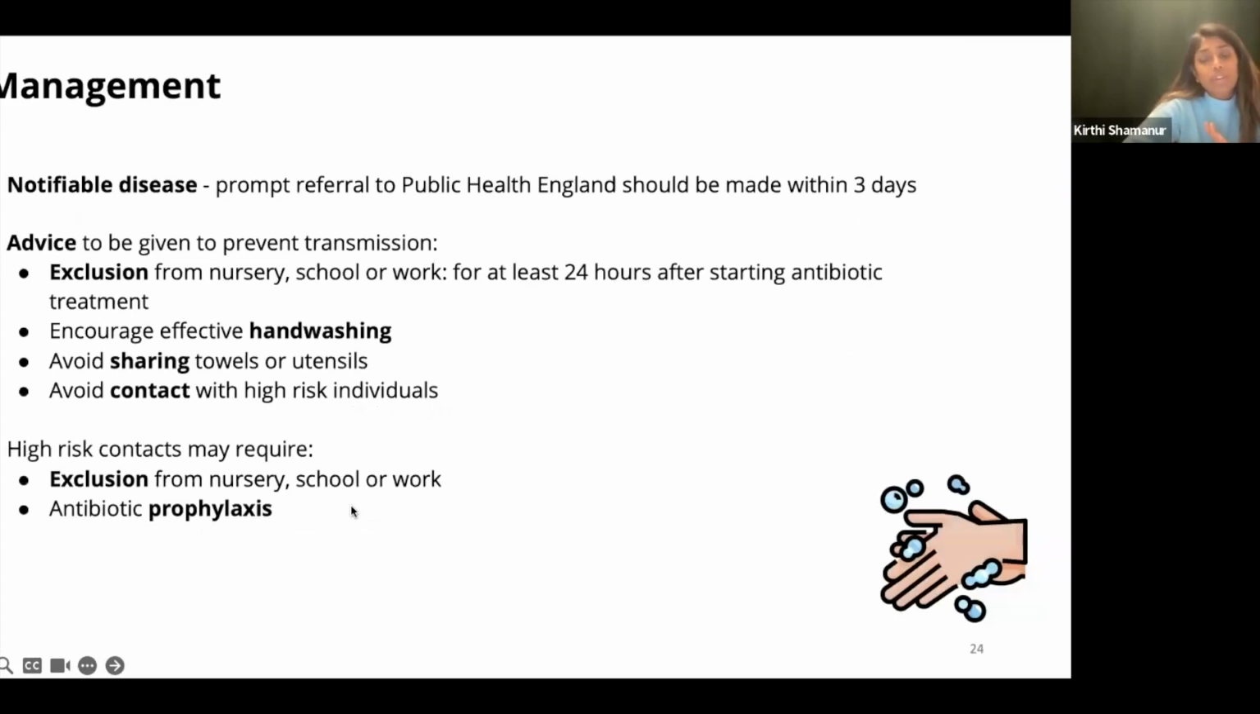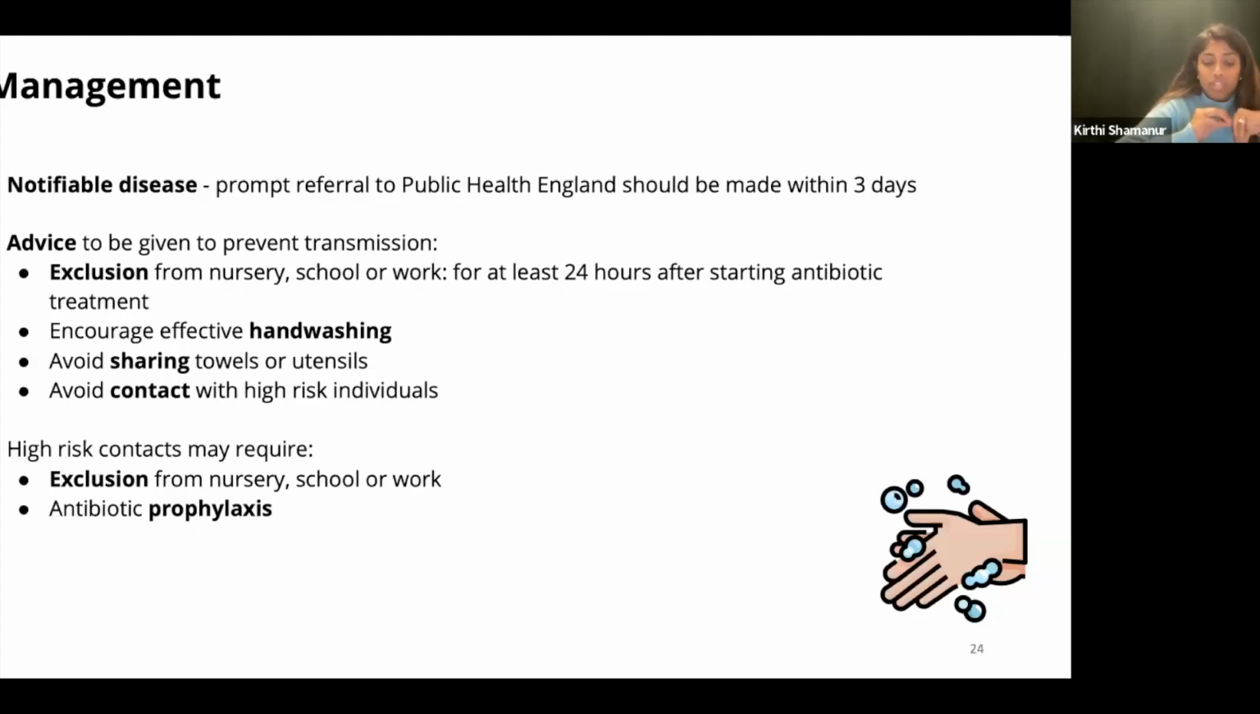Also, it's a notifiable disease, so you will be referring to Public Health England. Depending on where you're at, you might do the form yourself on the Public Health England website, or get in touch with the infectious diseases team so that they're aware, because I think they will do it if you're in a hospital. And then advice is important to prevent transmission: make sure they stay away from nursery, school or work for at least 24 hours from their first dose of antibiotics.